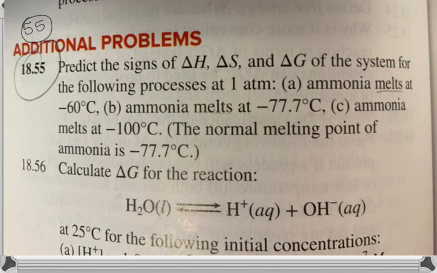For A, will it melt at negative 60? Well, yeah, y'all, if it'll melt at negative 77, negative 60 is hotter. It's definitely gonna melt there. Right? So what's the sign of delta G for A? Negative.